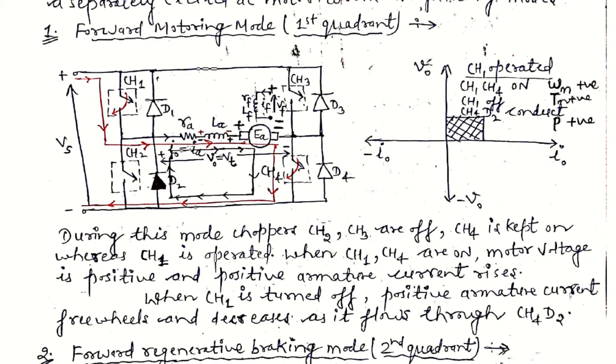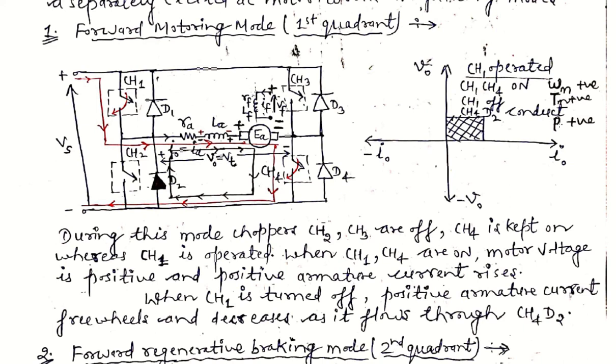So both voltages and currents are positive in this mode, also when our CH4 and D2 are in on condition. In both cases our voltage and currents are positive, which will be denoted in a quadrant diagram, voltage on the y-axis and current on the x-axis. And this is the conduction, as I earlier explained, of which devices conduct. CH1 and CH4 on, CH1 is off, and CH4 and D2 are conducting. In both cases voltage and currents are positive, so this quadrant lies in the first quadrant.